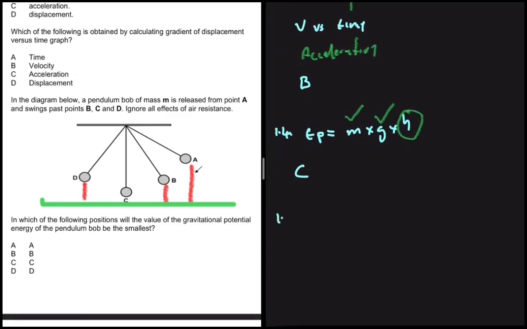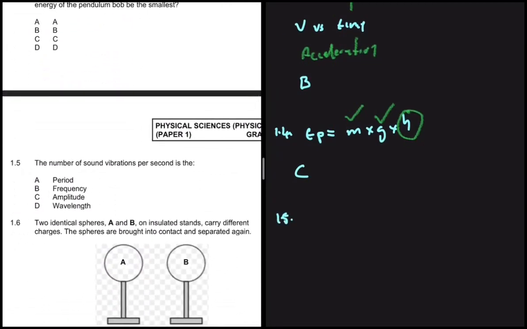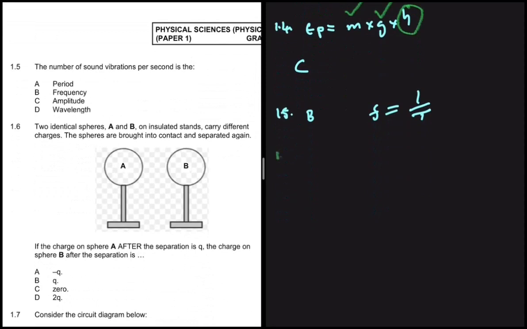Let's look at 1.5. The number of sound vibrations per second, that is the frequency. So the answer to 1.5 is actually B, because we know that frequency is equal to 1 divided by the period. The number of vibrations per second, the number of wavelengths that pass a point in a second. Option B, the frequency.